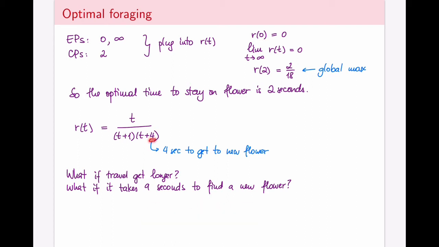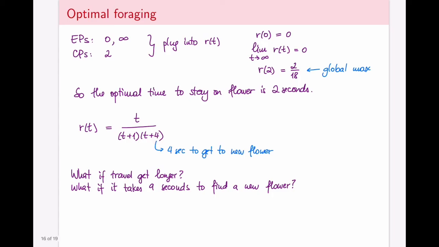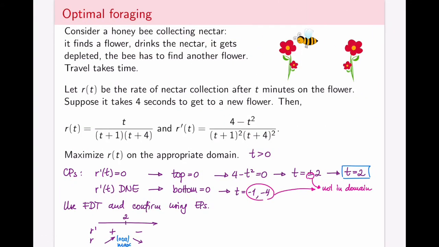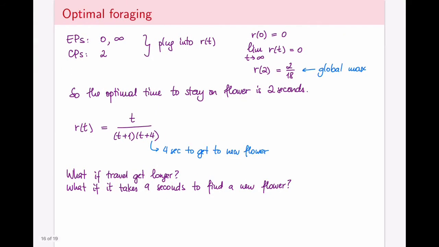Okay, so if we replace 4 here by a 9, you will notice that in the calculations for the critical points above, this 4 will also be replaced by a 9 in the derivative, which means that I will be now looking at square root of 9, so 3 all the way through. So nothing else really changes. The bottom analysis doesn't change because it still doesn't yield any critical points. All that happens is that the value of my critical point is going to increase, which means that in here, again, endpoints don't change, but the value of the critical point will increase, and therefore the optimal time to stay on the flower will be longer. Instead of 2 seconds, we're going to get 3 seconds.